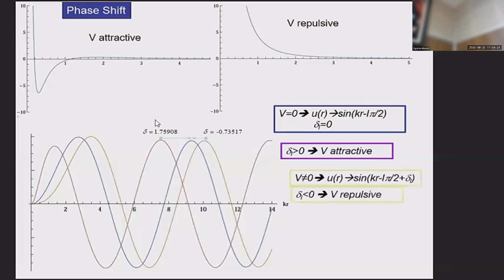Now, when you have positive potential, that means it is repulsive, then you see this one minus this one gives you negative phase shift. Therefore, when you have a repulsive potential, you get negative phase shift, and when you have a negative or attractive potential, you get positive phase shift. This phase shift is very, very important.